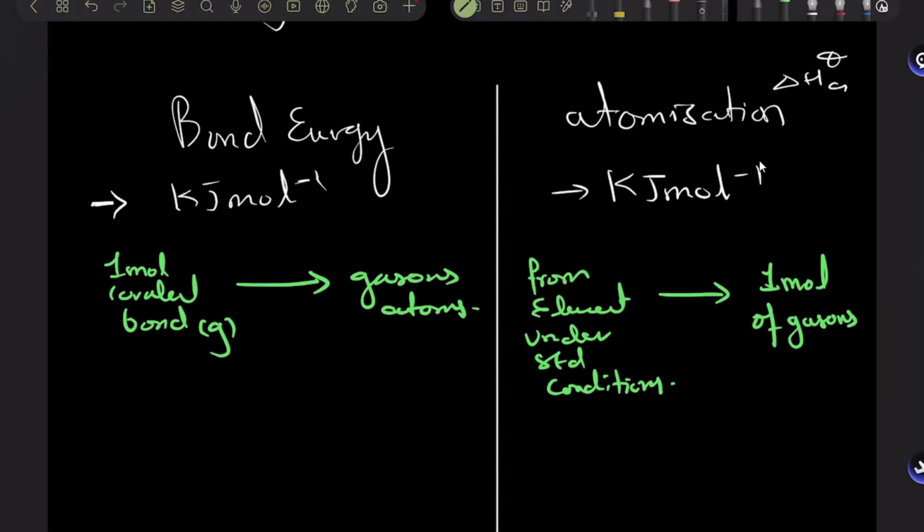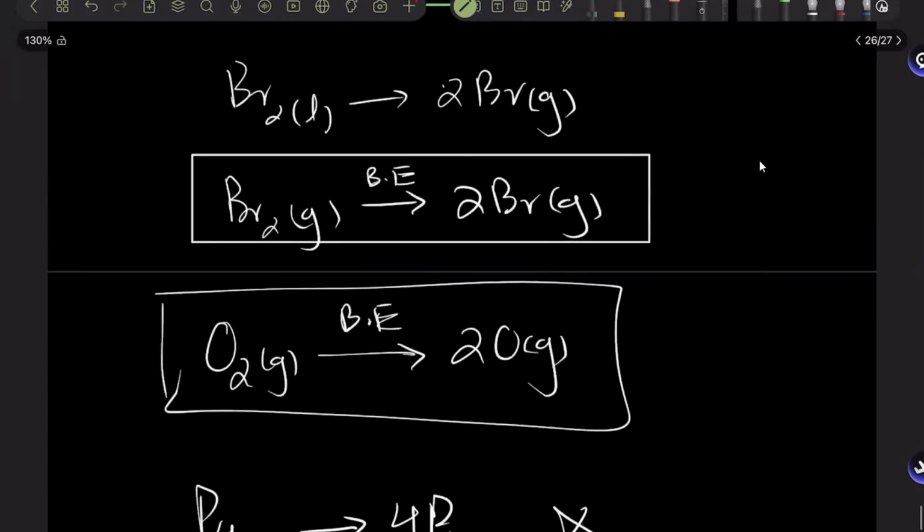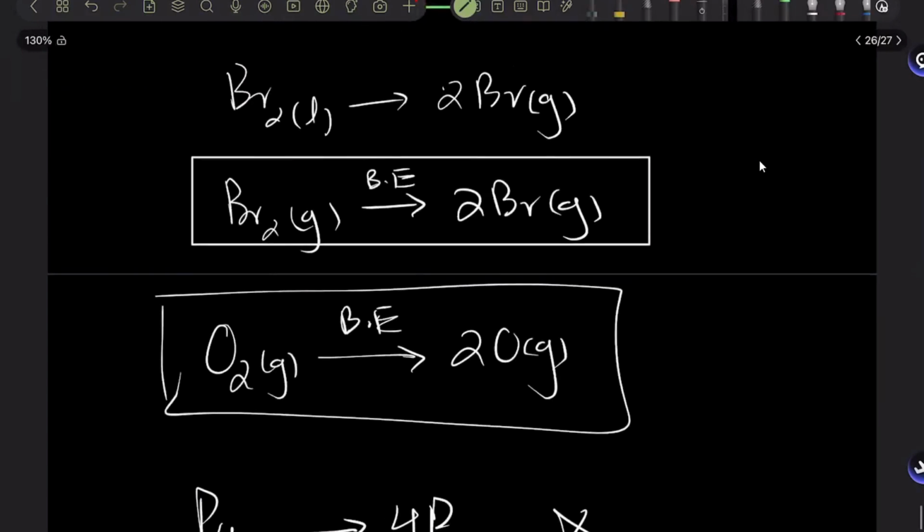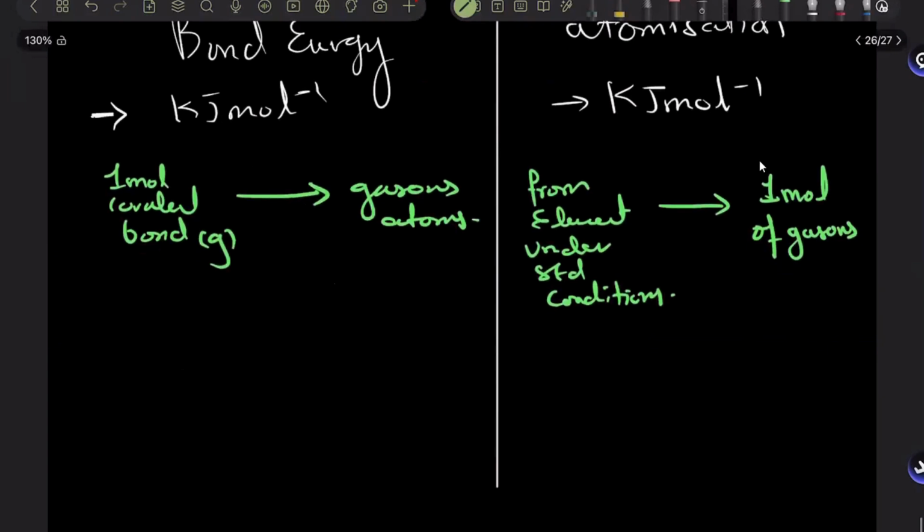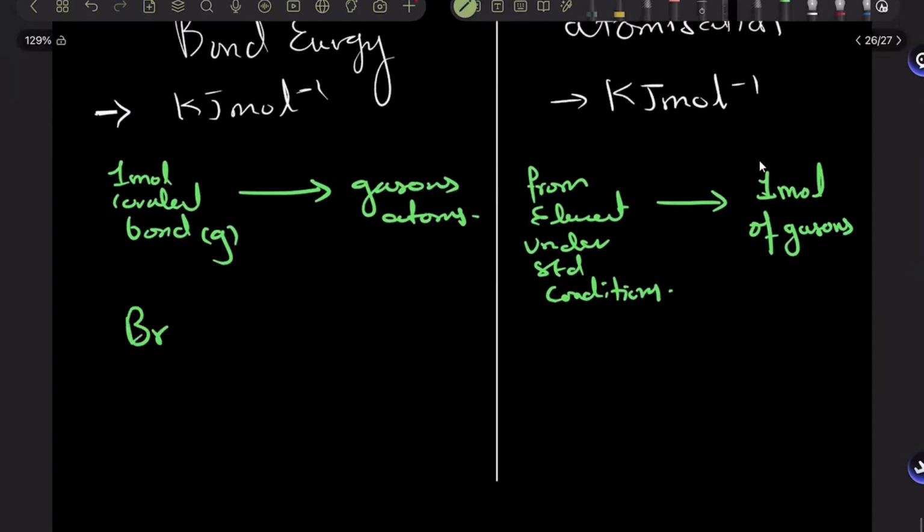Now, if I talk about the bond energy of, for example, bromine, which was the last example we did, where should I start from? Br2, but in what state? In bond energy, it's gaseous state. The gaseous molecule will break off into how many bromine gaseous atoms? Whatever the equation requires: two. I'll get 2 over here.